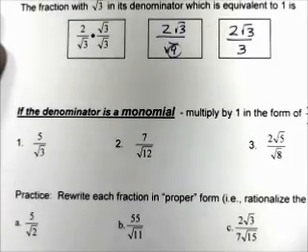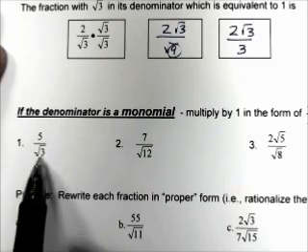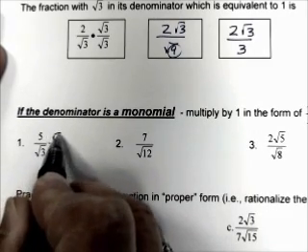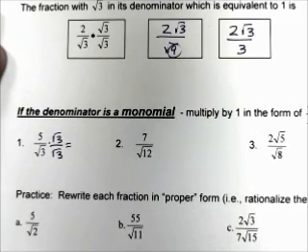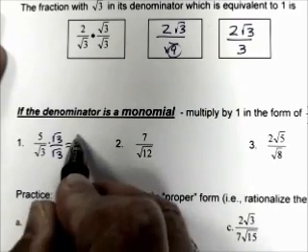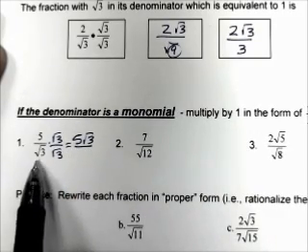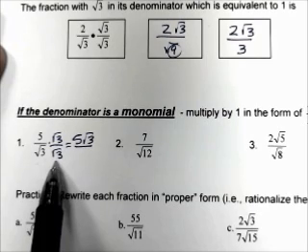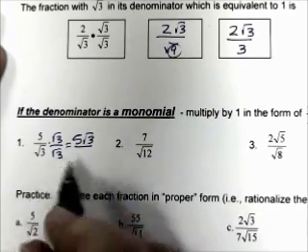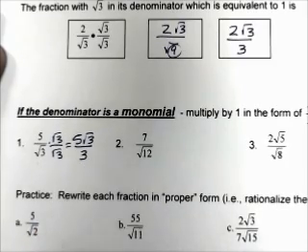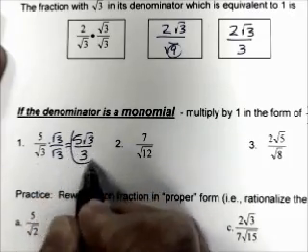For example, we have 5 over the square root of 3. Again, we have to rationalize the denominator, so we'll multiply by square root of 3 over square root of 3, because that will bring us up to square root of 9, and 9 is a perfect square, and we can take its square root. So again, a radical times itself more or less undoes the square root. So square root of 3 times square root of 3 is 3. Can this fraction be simplified? No. So this is our final answer.